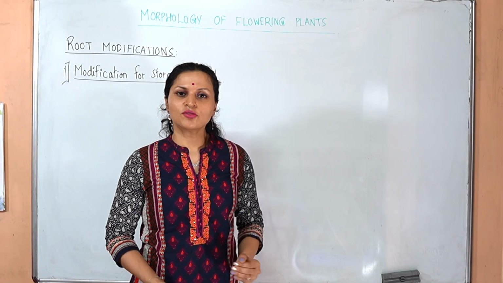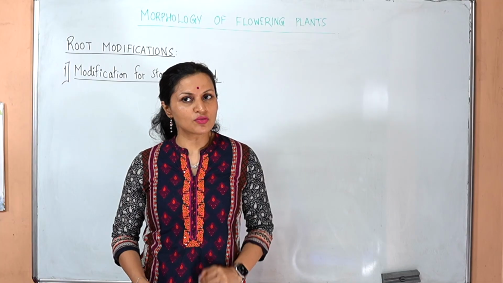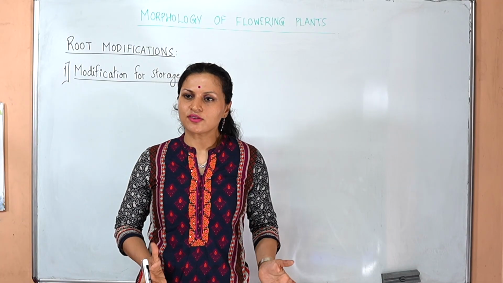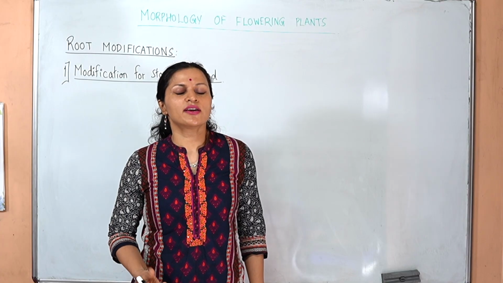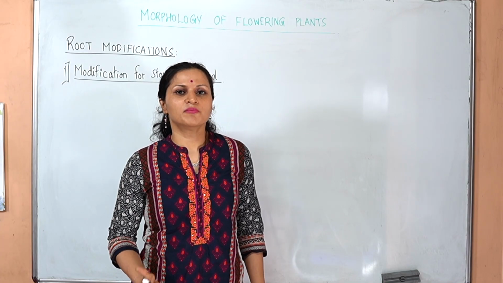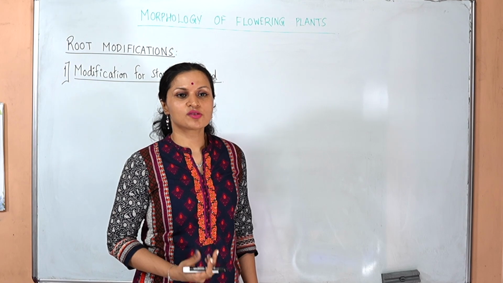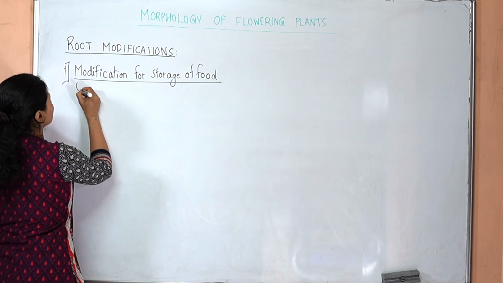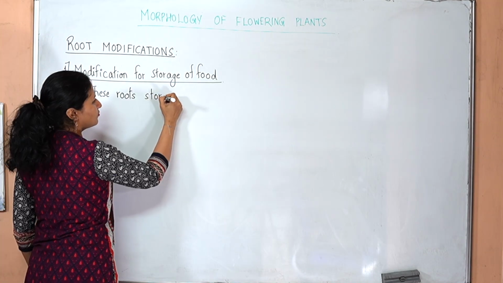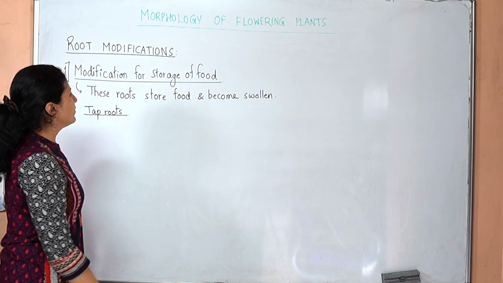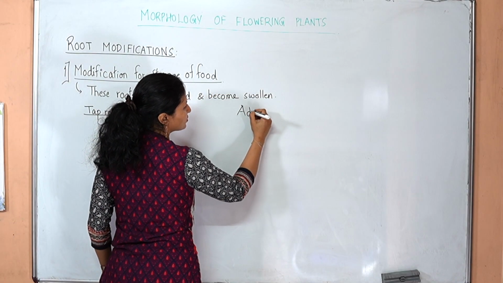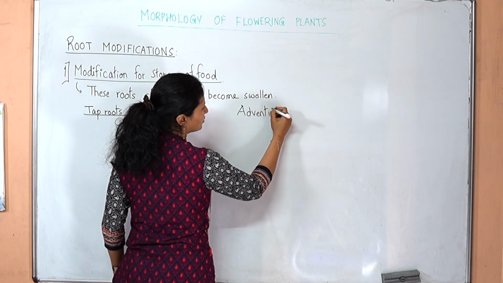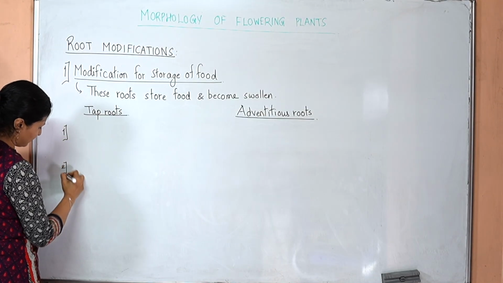For example, did you know that a carrot is a root? Does it look like an ordinary root? No. Why? Because it has modified itself to store excess of starch and other pigments, because of which it becomes swollen and colored. So these roots store food and become swollen. Many of the tap roots are also known to store food, and many adventitious roots are also known to store food. In tap roots you have carrot.